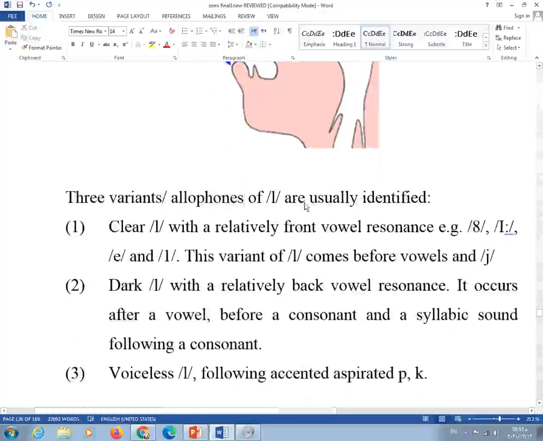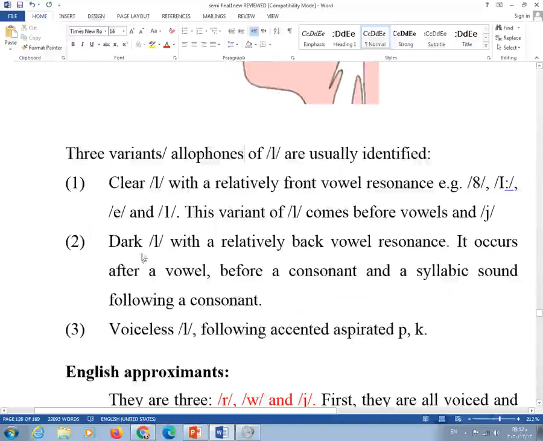Allophones of the L sound are usually identified. Number 1, clear L, and this comes at the beginning of words and before vowels, as in light, land, and so on. The second is dark L, and this comes at the end of words and after vowels. For example, hill, well, school. Don't say hill or well or school with a clear L. No, hill, well, school, financial, political.